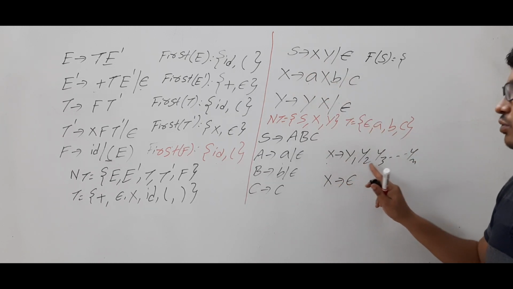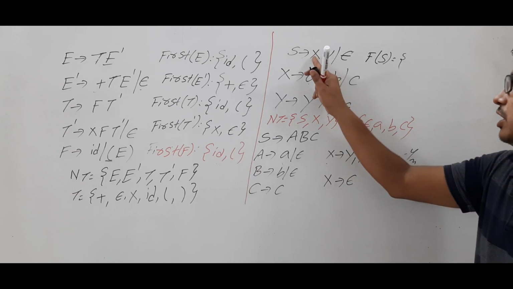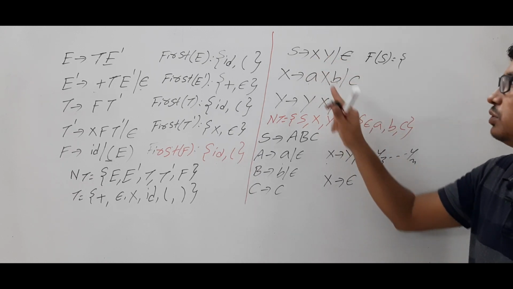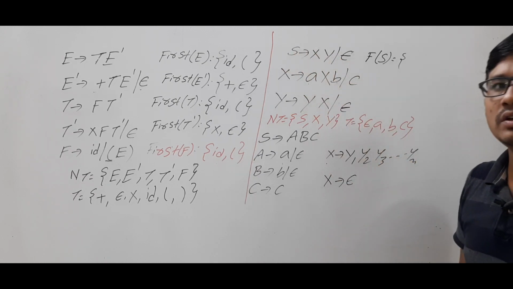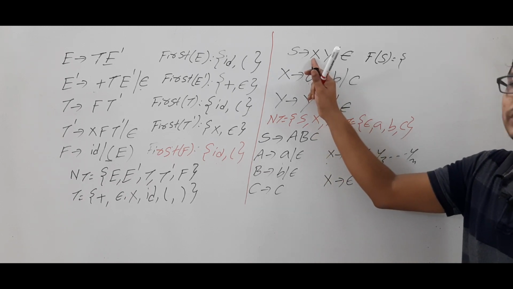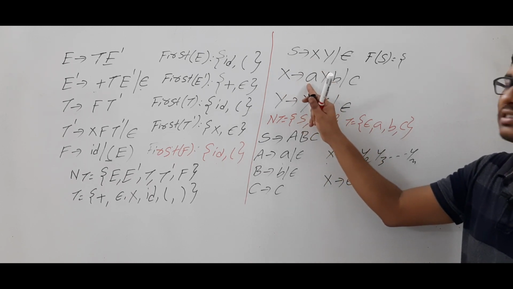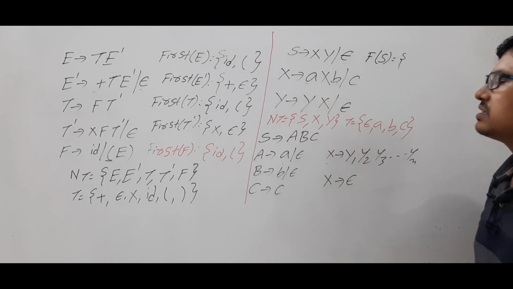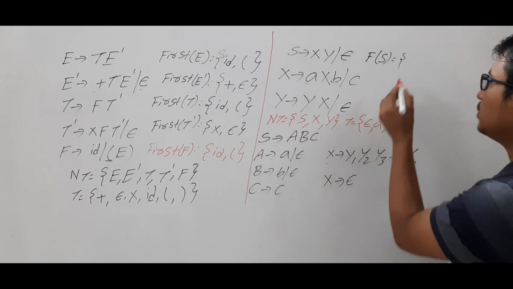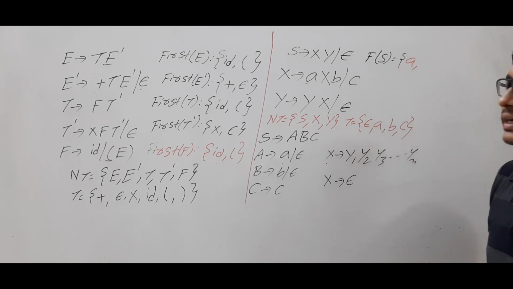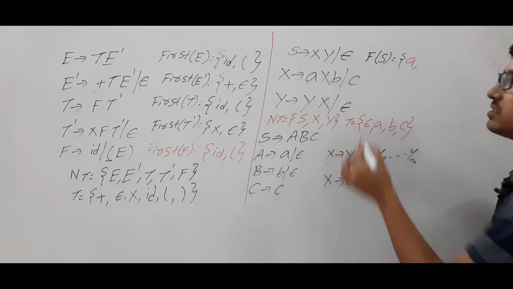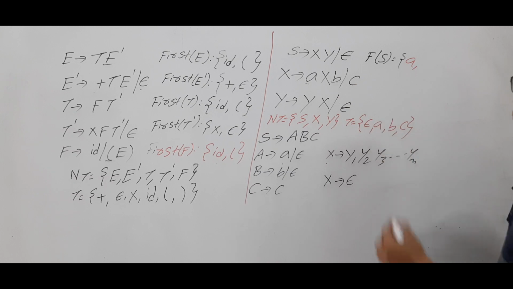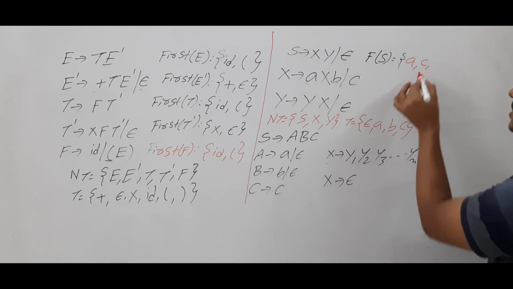X determines y1, y2, and so on up to yn. Here this is y1, this is y2. So first of S is equal to first of y1, which is nothing but first of X. First of X is equal to what? First of this one. Because this is a terminal, so you will get a. Are you able to understand? Similarly, first of X is equal to first of C, which is a terminal, so you will get c.